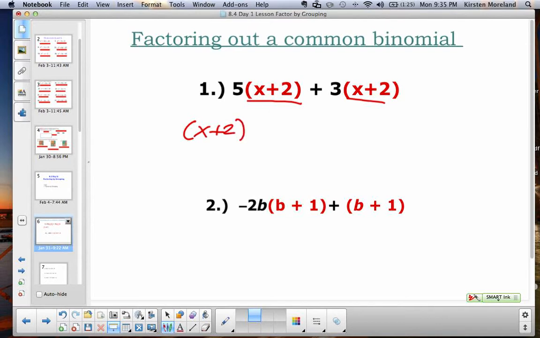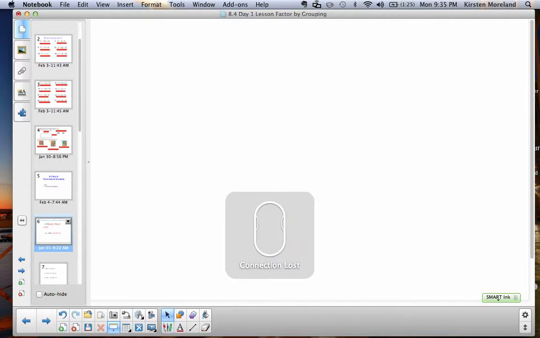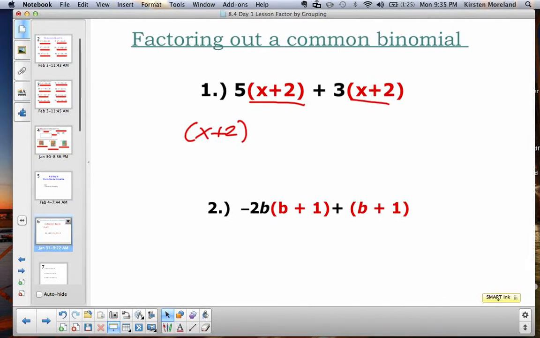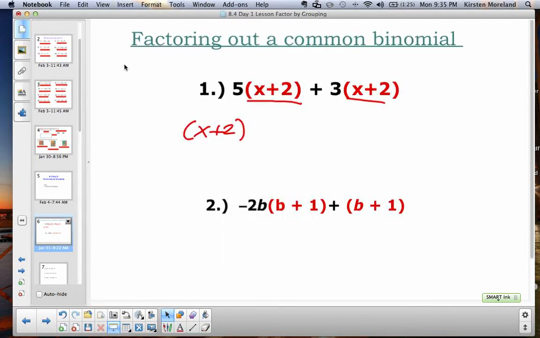Oops, I lost my mouse and my computer is thinking. Alright, where's my mouse at? Now it's clearing my screen. Oh, goodness. Alright, we have life again.